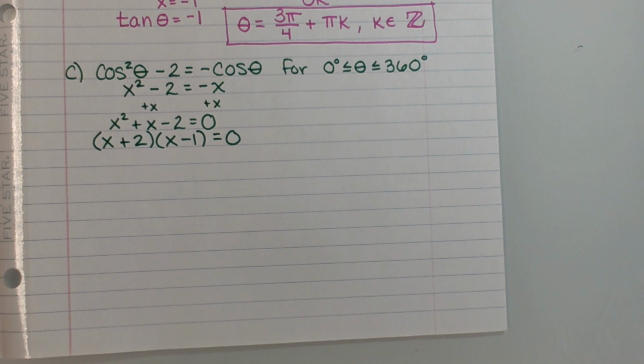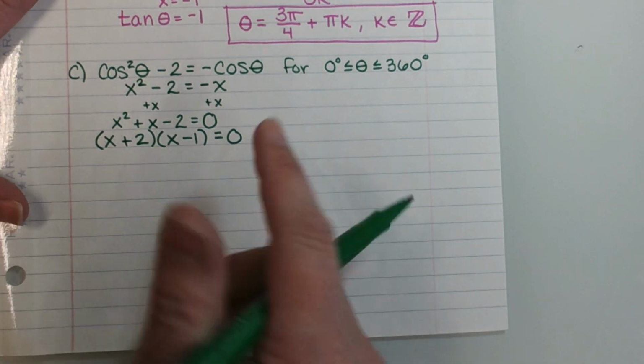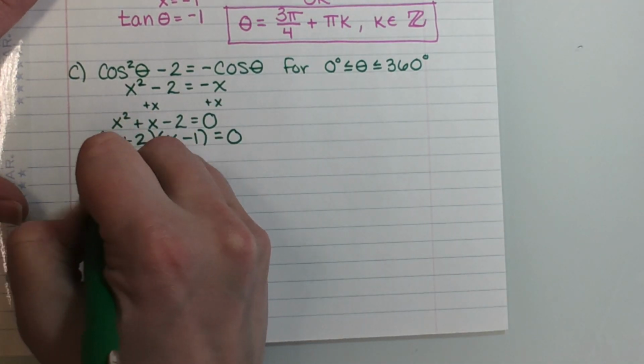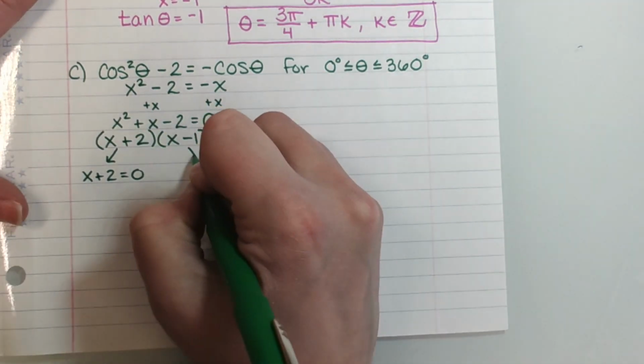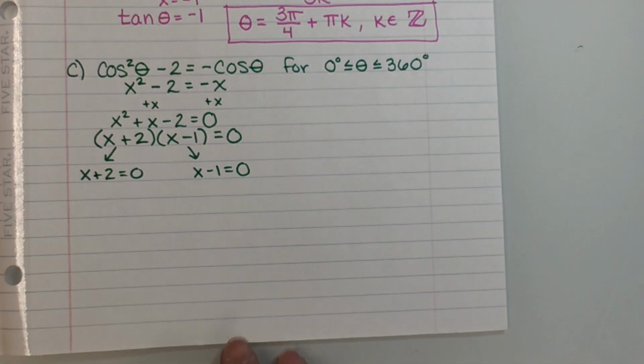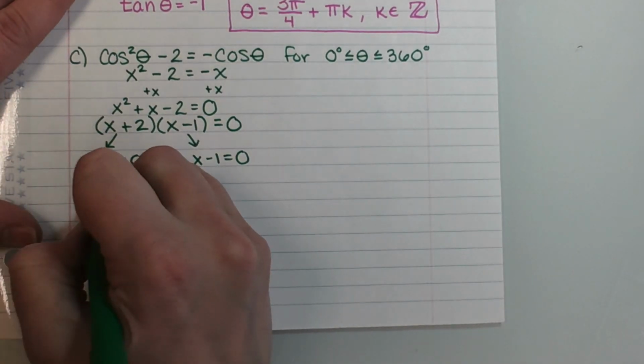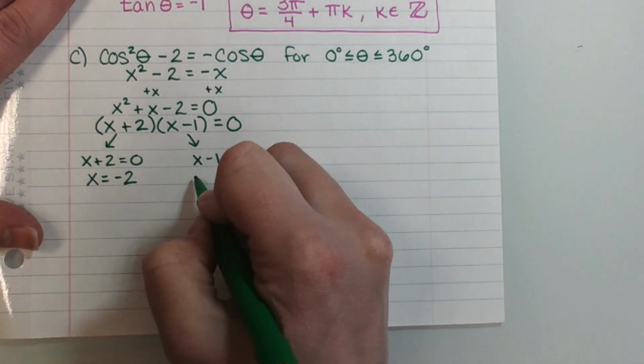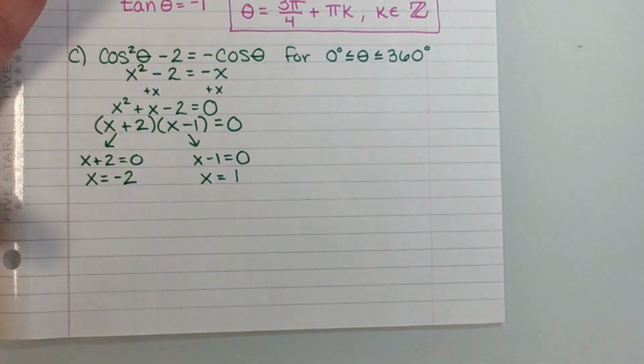Still equal to 0. What is the only way things multiply together and give you 0? If there's a 0 you're multiplying by. It's known as the zero product property, which means if this times this is equal to 0, then either this x plus 2 is equal to 0 or this x minus 1 is equal to 0. You split your factors and you solve them individually. X is equal to negative 2 and x is equal to 1.